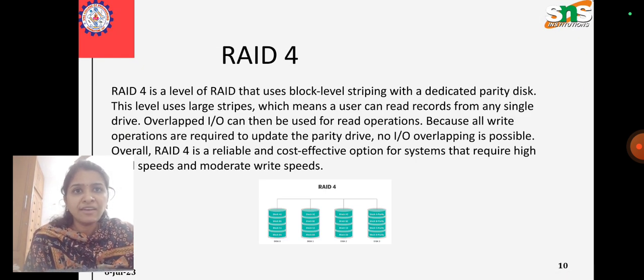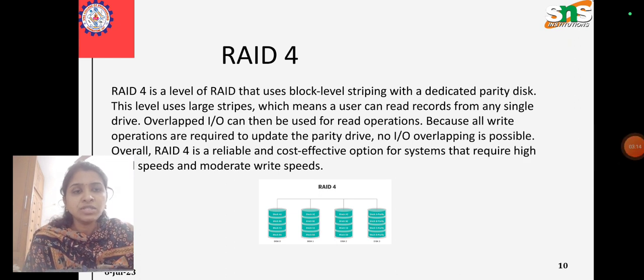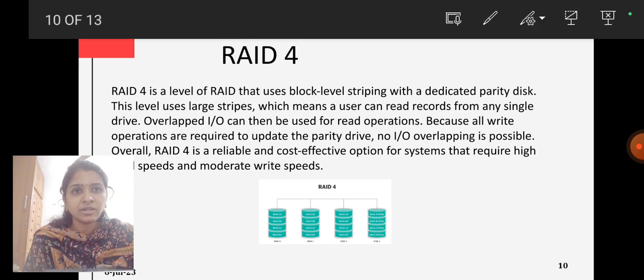RAID 4 is a level of RAID that uses block-level striping with a dedicated parity disk. This level uses large strips, which means a user can read records from any single drive. Overlapped I/O can then be used for read operations. Because all write operations are required to update the parity drive, no I/O overlapping is possible. Overall, RAID 4 is a reliable and cost-effective option for systems that require high read speeds and moderate write speeds.